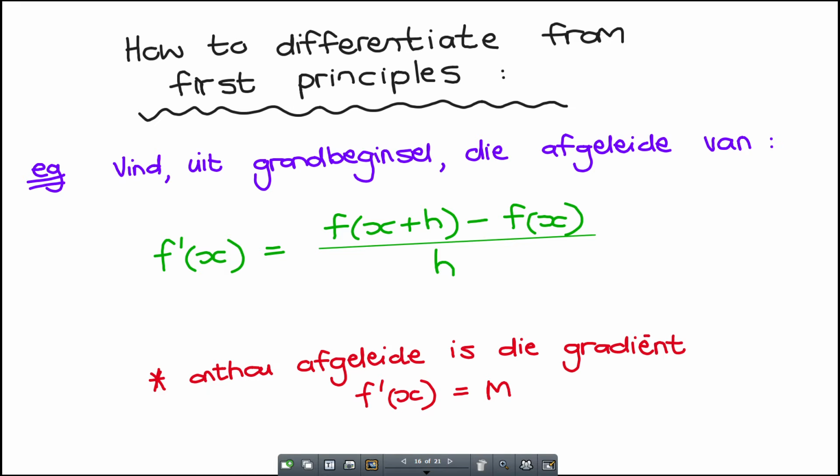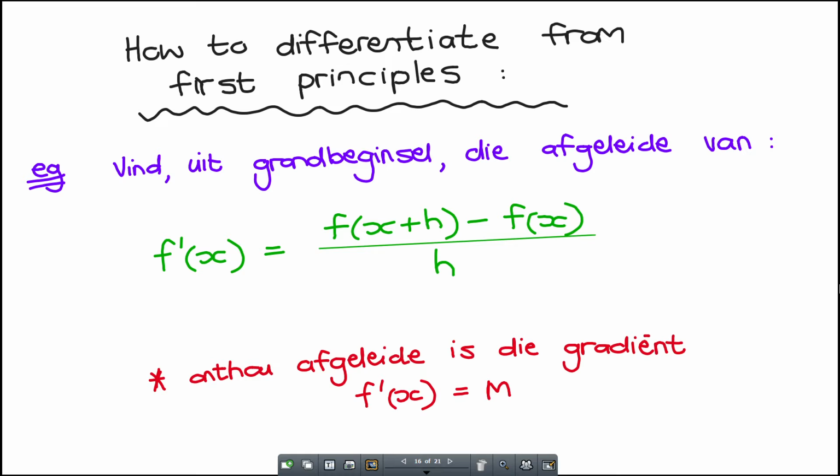Okay, so we ended off the previous period where we said, dames. Nee, ek weet wat julle naam is. Okay. Vind uit grondbeginsels die afgeleide van.